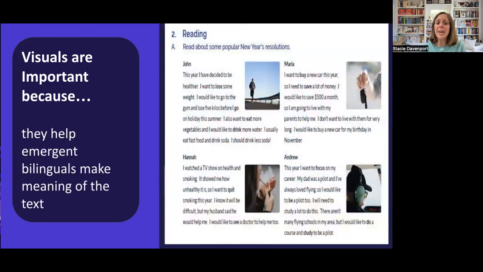Visuals are important because they help emergent bilinguals make meaning of the text. So if I have a text for them and then I show them a picture to represent it, then suddenly they can narrow down that information and understand what it's talking about, at least more than they would before.